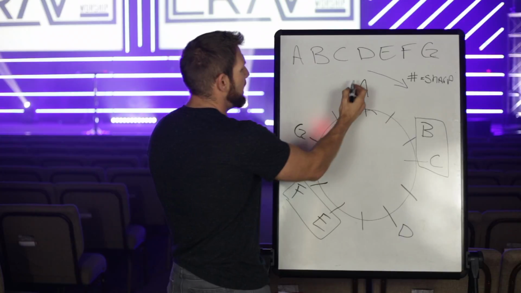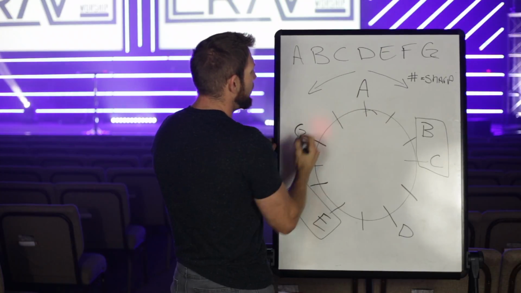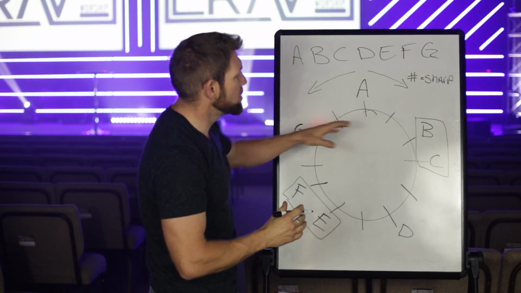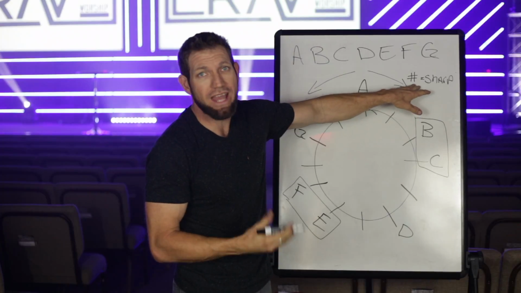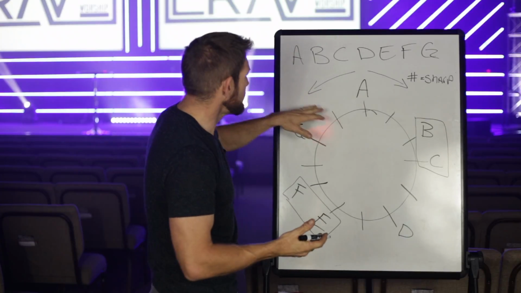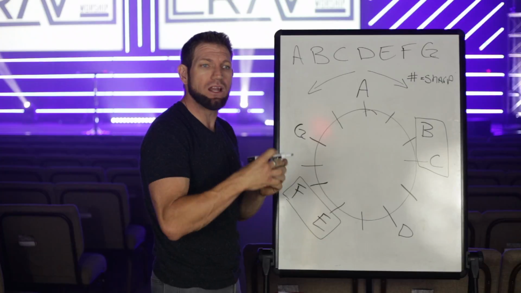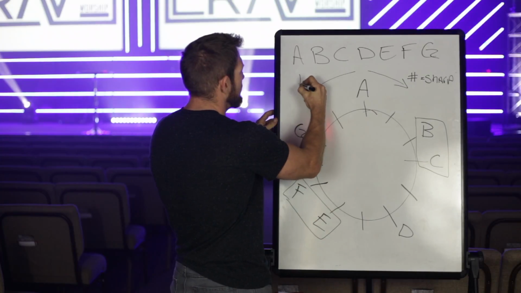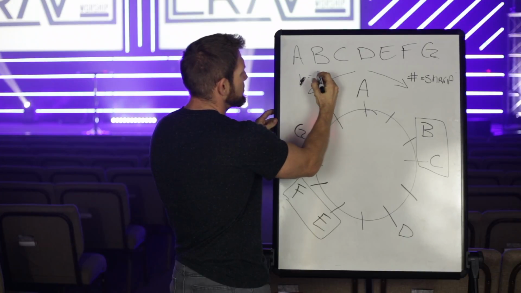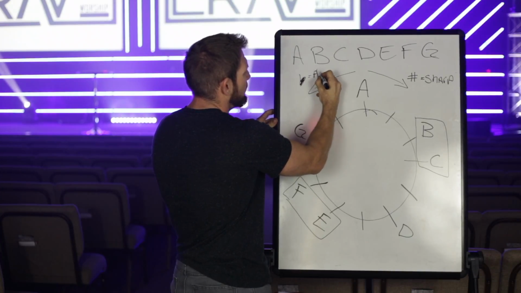Now when we go to the left, we're going to call all those flat. You can tell that the sharp sign is the pound or the hash symbol. The flat symbol is going to be like an elongated B. Color that in, and that is flat.